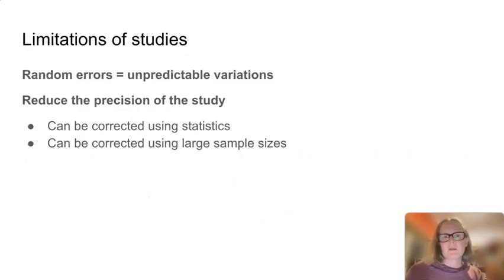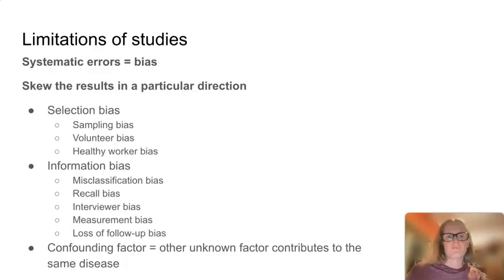But of course, not everything is perfect. There are always limitations because we're involving people. You can get random errors where you get unpredictable variations. So this might affect the precision of your study. You can correct it using statistics and large sample sizes. That's the best way to get rid of random errors. They start to become less and less significant with the more and more people that are involved. But the biggest problem is usually bias, and that's a systematic error.